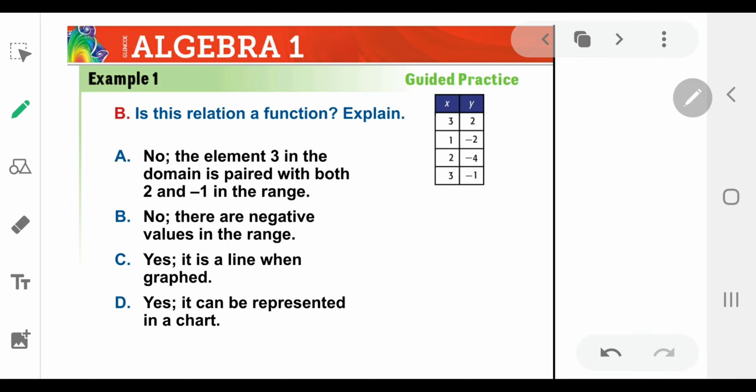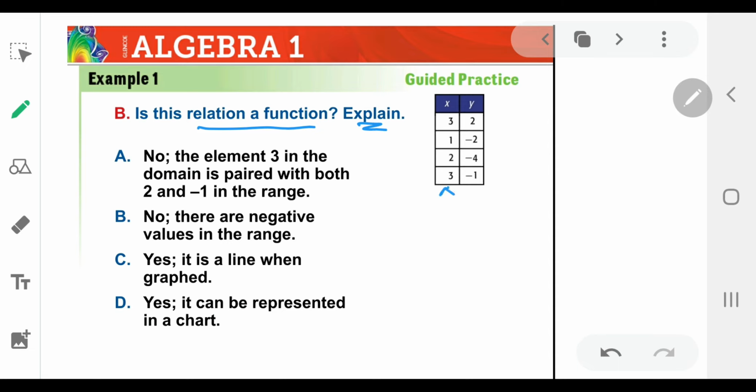Now give yourself 20 seconds, pause the video, and answer this question. What do we have here? We have a relation represented in a table, and it's required to determine whether it's a function or not, and you have to explain.